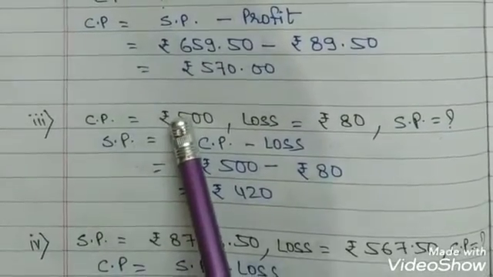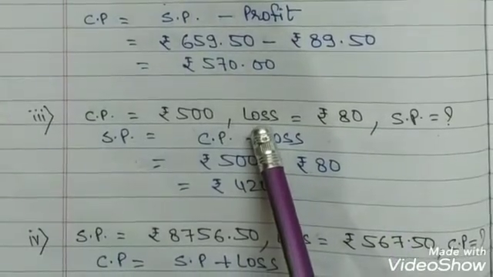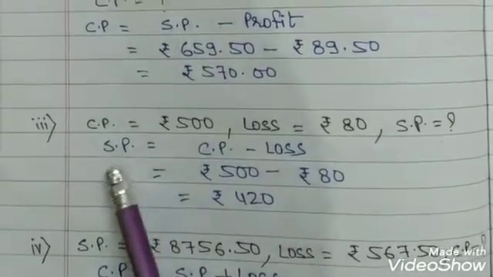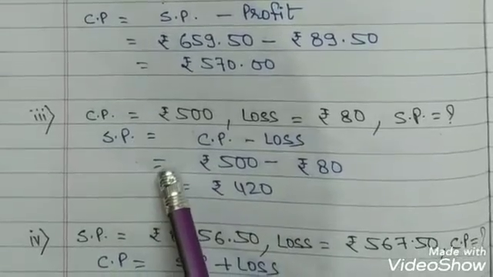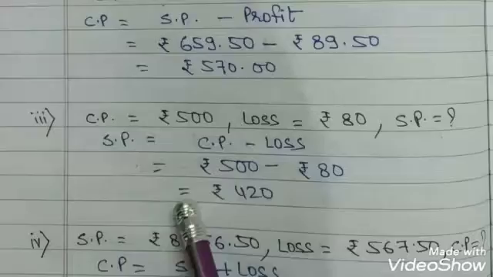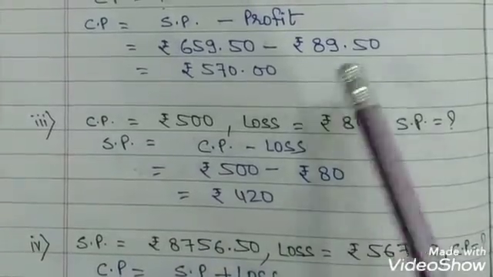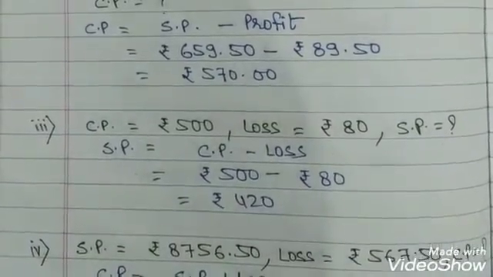Let's solve one more example. CP is given rupees 500, loss is equal to rupees 80. Now when there is loss, SP will be less. So what will be the formula? SP is equal to CP minus loss. Now this is equal to rupees 500 minus rupees 80. This will give you rupees 420. In this way, we can find SP when CP and loss are given.